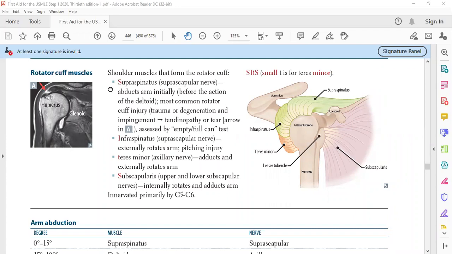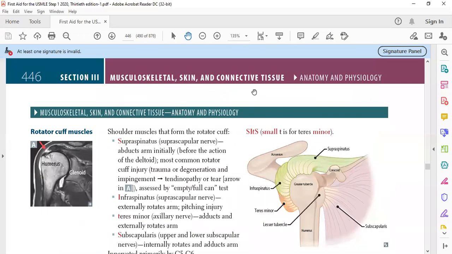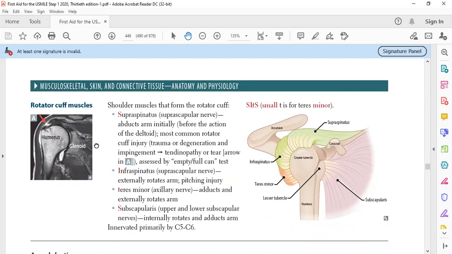So first of all, we have started with musculoskeletal, skin, and connective tissue anatomy and physiology. At first we have the rotator cuff muscles, the shoulder muscles that form the rotator cuff: supraspinatus, infraspinatus, teres minor, and subscapularis. Supraspinatus is supplied by the suprascapular nerve. It abducts the arm initially, before the action of the deltoid.